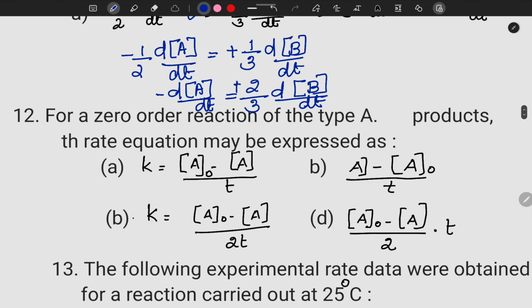For a zero order reaction of the type A gives product, the rate of the reaction can be expressed as, generally we are writing k is equal to R0 minus R by t. Here the reactant is A, so A0 minus A by t. So our option is A.